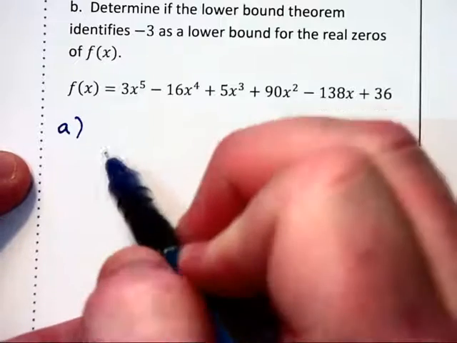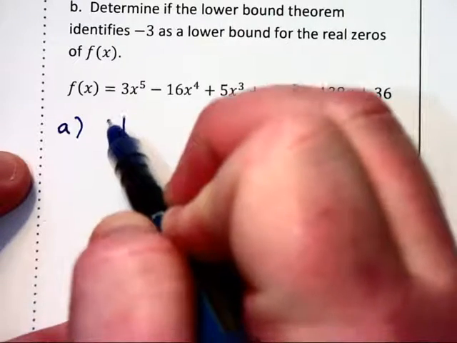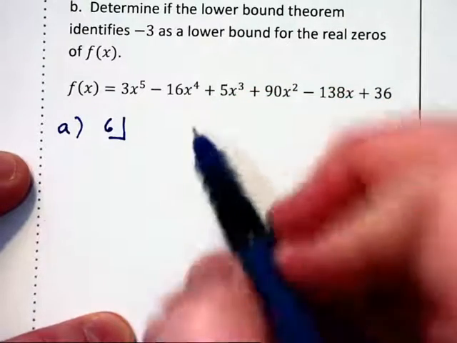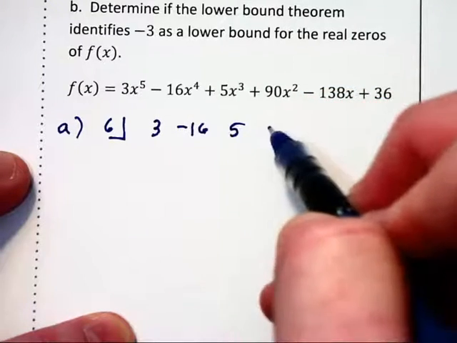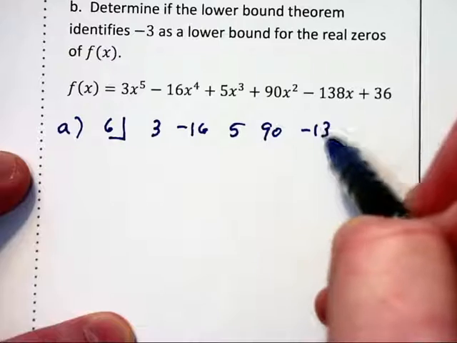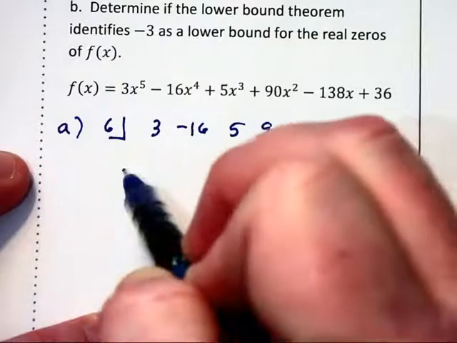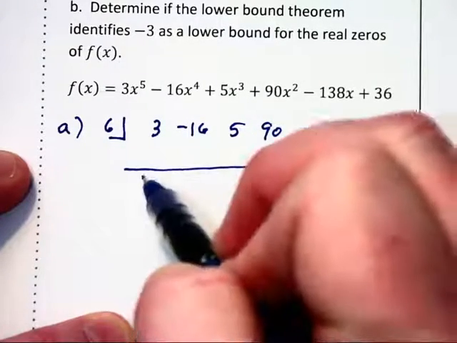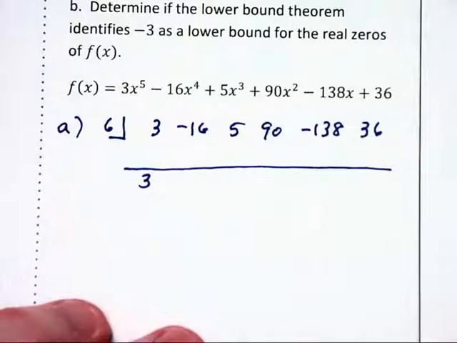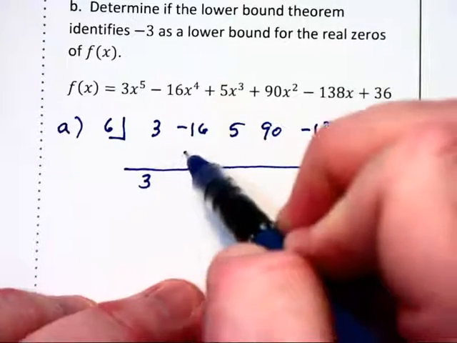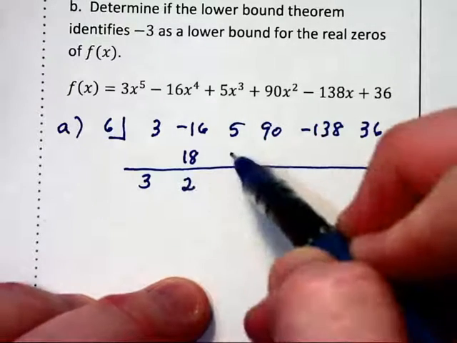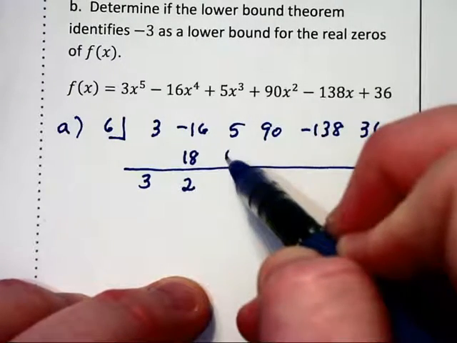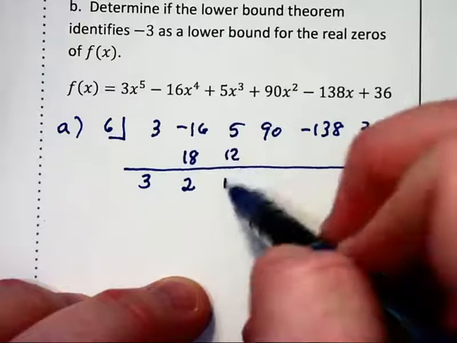So here we go. Let's start Part A, and I'm going to do synthetic division by substituting 6 in. Our polynomial is going to have a 3, -16, 5, 90, -138, and 36. And we'll do the same process you're probably getting sick of. Bring down the 3. 6 times that 3 is 18. Add that to the -16 at the top to get 2. 6 times 2 is 12. Put the 12 down, add it to the 5 up at the top, get 17.